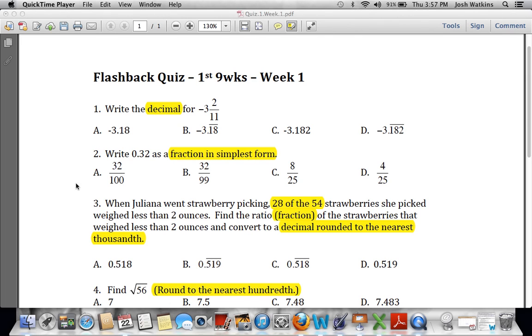Flashback quiz for the first 9 weeks, week 1. As I go through this, I've highlighted some things that you need to really pay attention to while going through the quiz. So I'll go ahead and start with number 1.